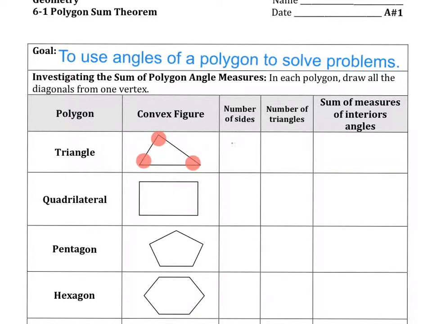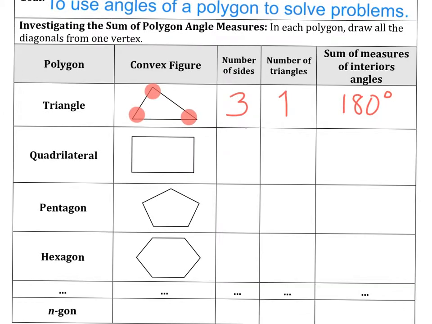180. So we had three sides. The number of triangles, there's one triangle, and when you add up all the angles, you get 180 degrees. So what we're going to look for is a pattern. Now, for the next polygons, what I would like you to do is draw diagonals from one vertex. Draw all the diagonals you can from one vertex.